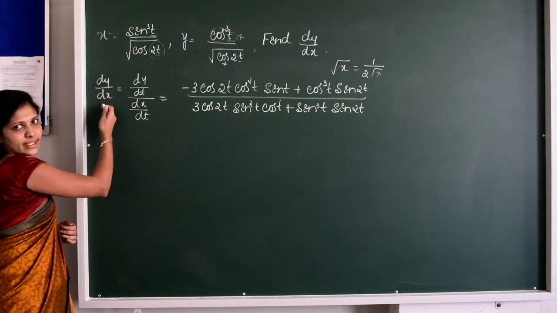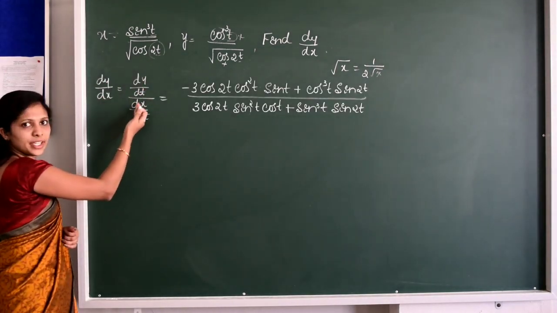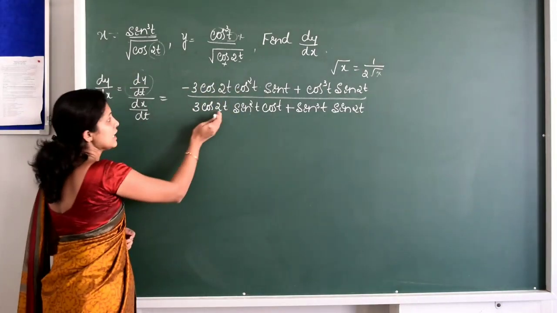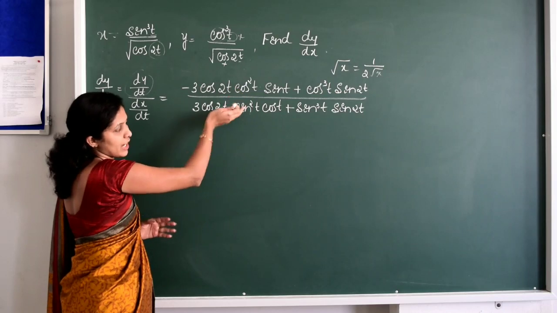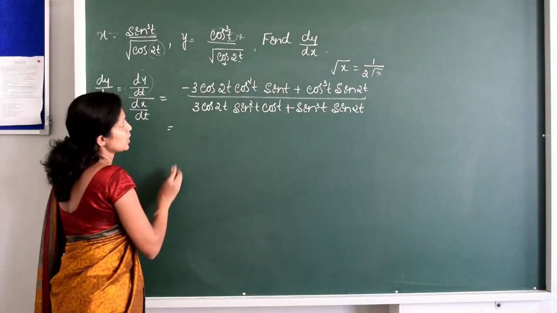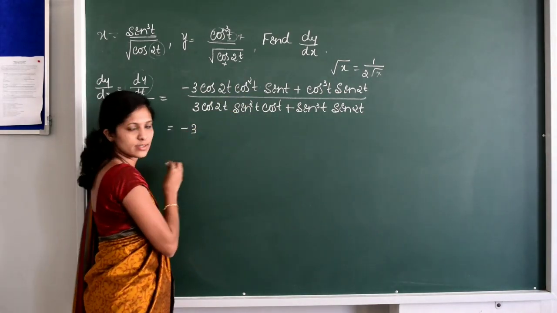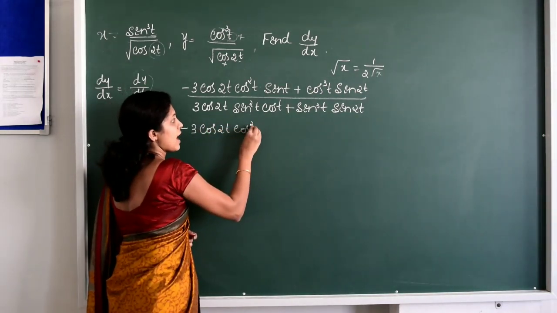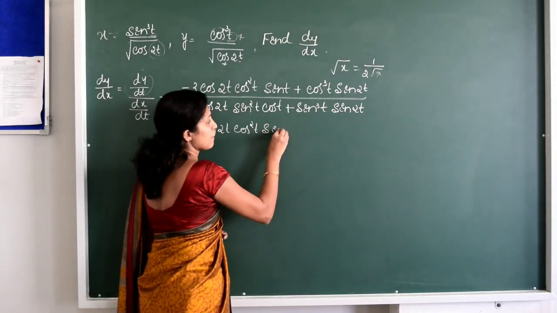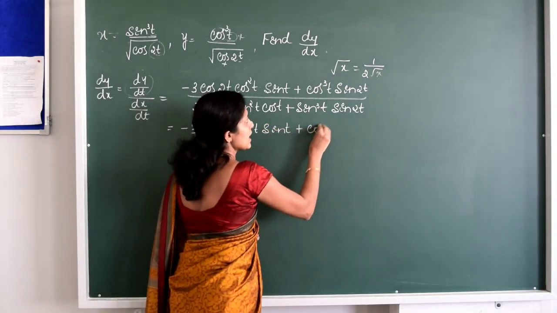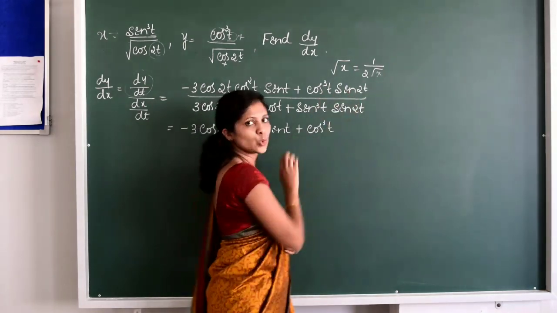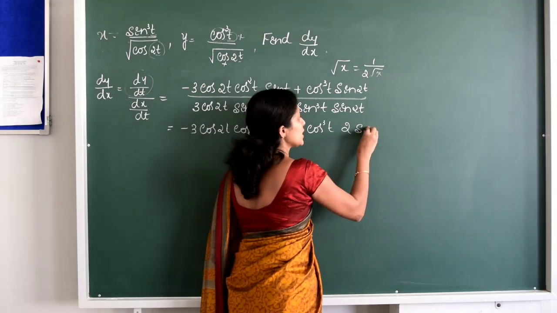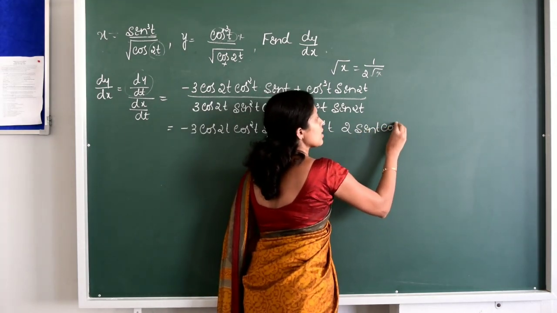See here, dy by dx can be written as dy by dt divided by dx by dt. I have substituted the value of dy by dt and here dx by dt. I just rearranged that and substituted. Okay. Now this is equal to, here I write the first one as it is, minus 3 cos 2t into cos square t and sin t as it is plus cos cube t. Now we will substitute the formula for sin 2t. What is sin 2t? It is 2 sin t into cos t. Is it clear? 2 into sin t into cos t.